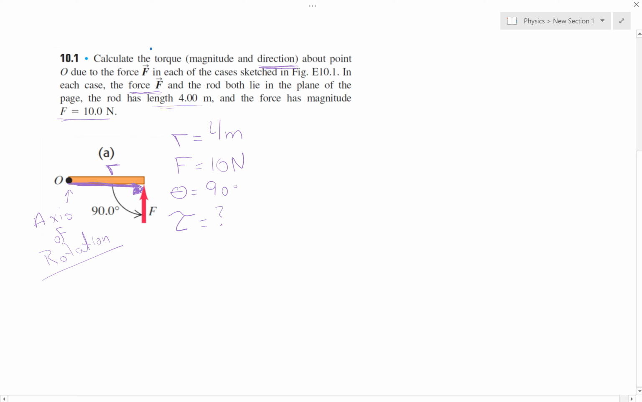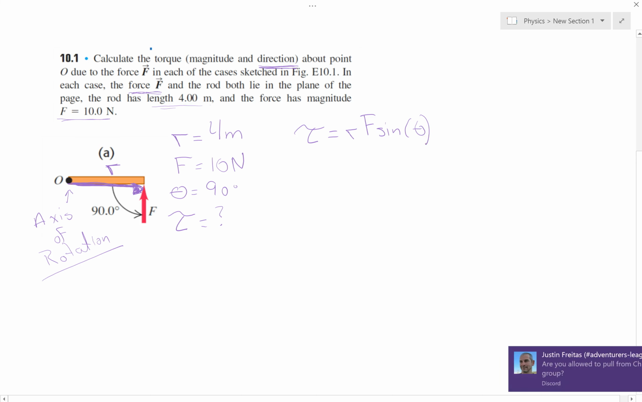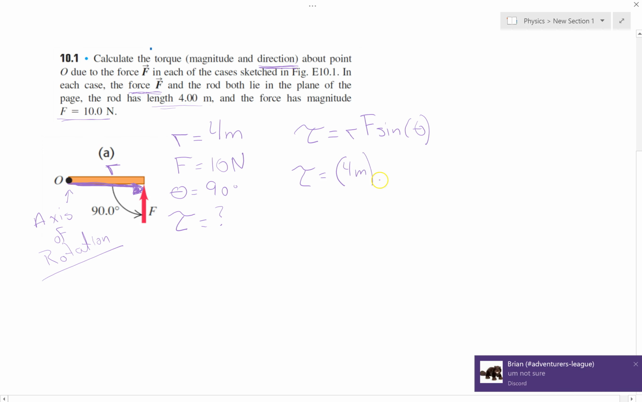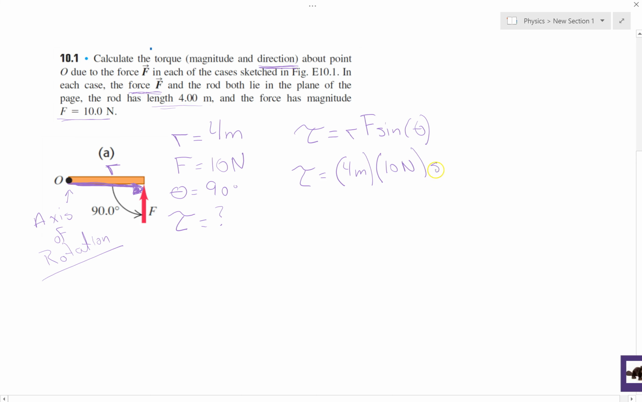All right, our next step is to write out our equation. So we know that torque equals RF sine theta. And I'm going to plug my knowns into my equation. Torque will be R, which is 4 meters, times F, which is 10 newtons, times sine of the angle between them, which is 90 degrees.